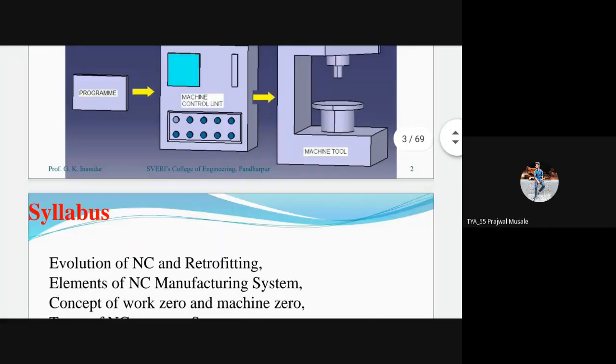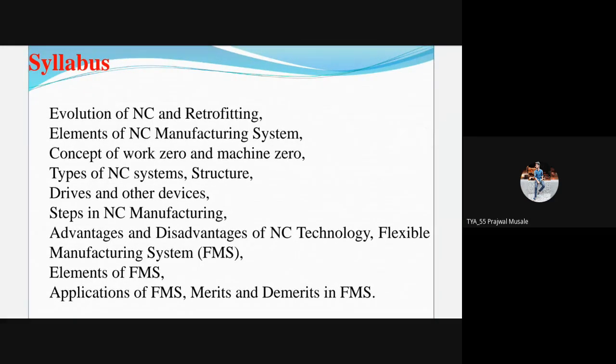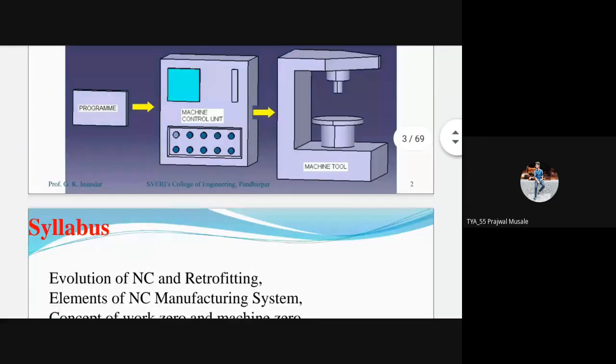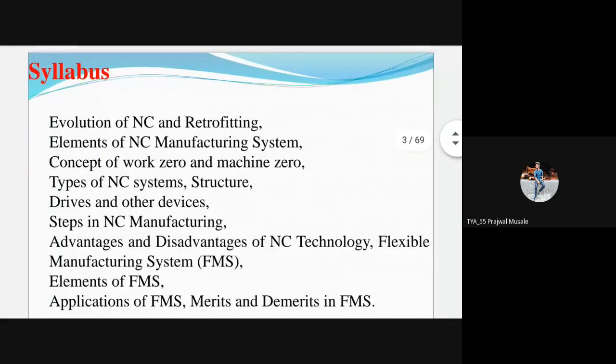So let's see the syllabus of the NC system chapter. First is evolution of NC and retrofitting, the history of the NC system. Retrofitting is also a type of manufacturing or maintenance, which we will see later. Second point is elements of the NC manufacturing system: part program, controller, machine tool, machine control unit, and programmer. These are the elements of the NC manufacturing system.